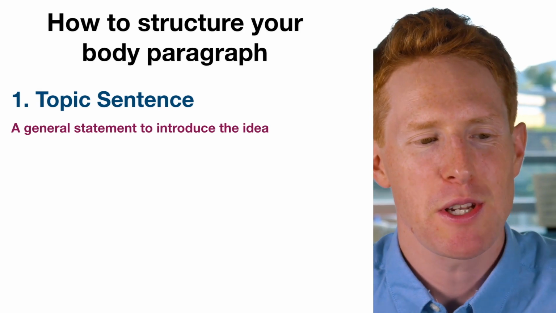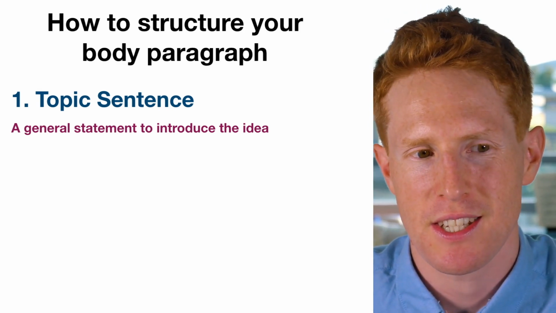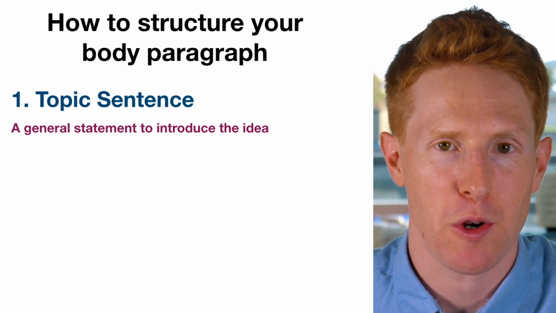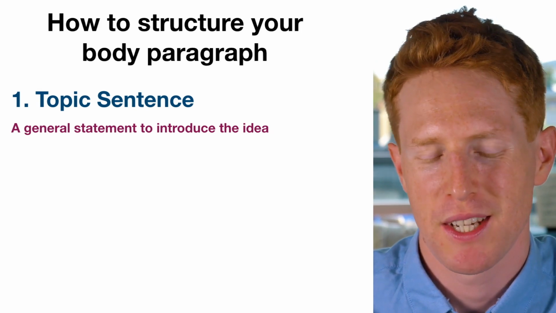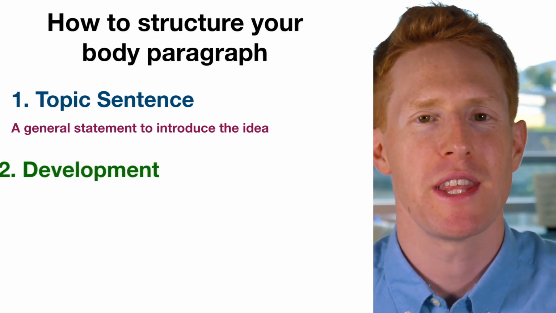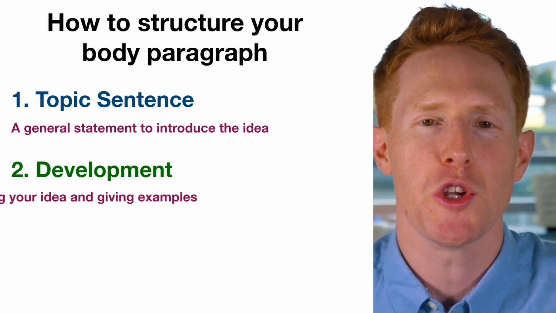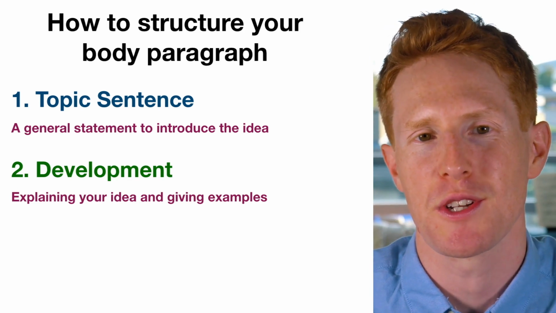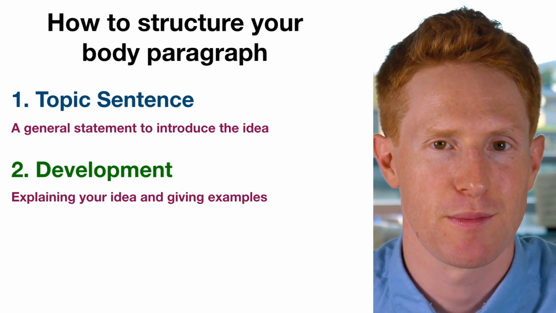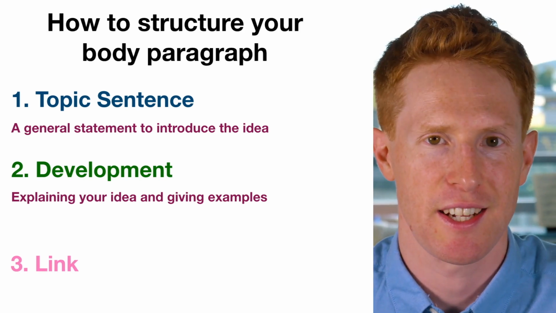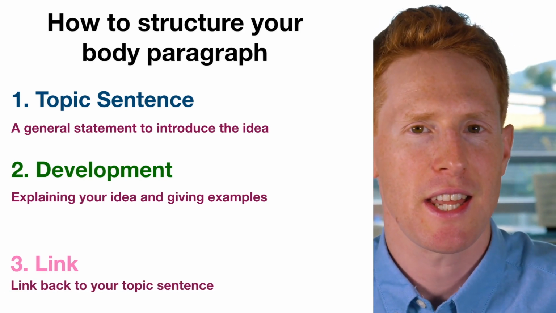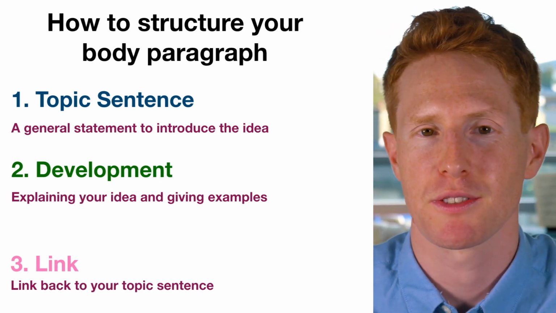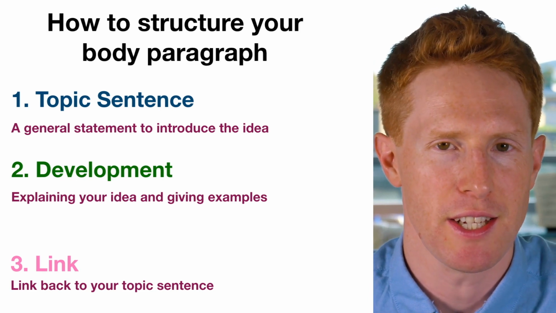Now, this is a short sentence which introduces the idea or ideas that you write about in that paragraph. So the idea is the examiner should be able to read your topic sentence and immediately know how many ideas you're going to write about in that paragraph and what they are. After the topic sentence you have the development, and in the development you go into more detail about your idea, and ideally you also include examples to support your idea. Finally, you have the link, and the link is a sentence which refers back to the topic sentence at the beginning of your paragraph and almost summarizes the idea.